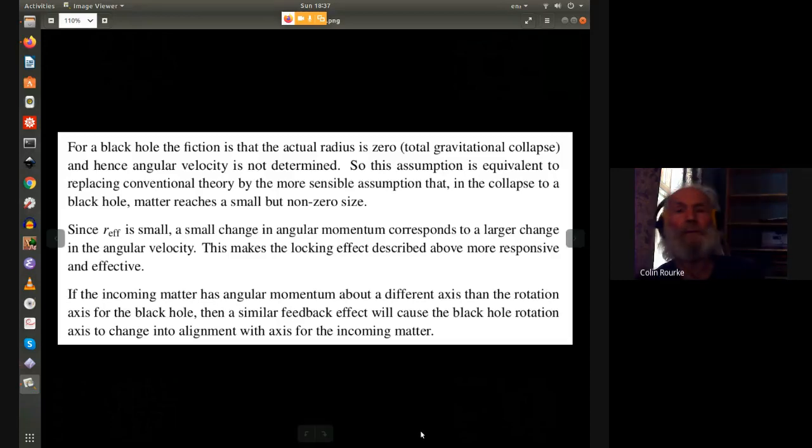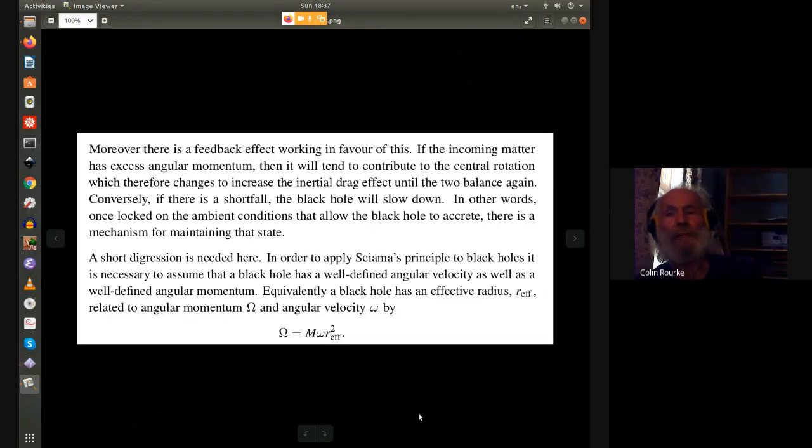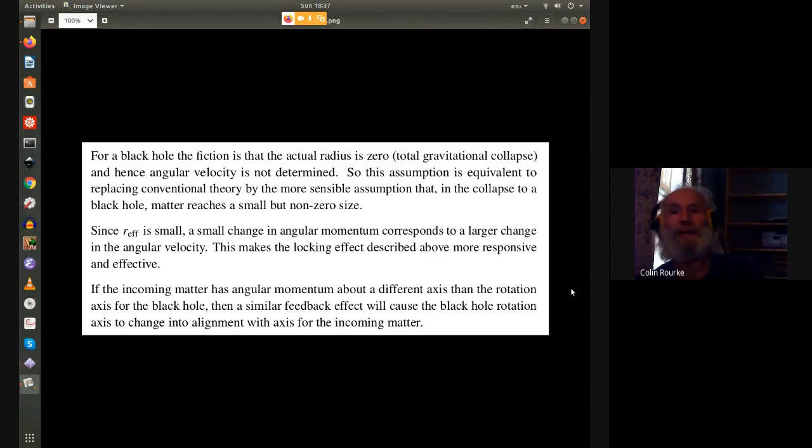Since R_F is small, let's go back to this formula. Since this is small, a small change in angular momentum is quite a large change in the angular velocity, so that you can get speeding up and slowing down very quickly. So this makes the locking on effect I've just described more responsive and effective. If incoming matter has angular momentum on a different axis, then a similar feedback effect causes the black hole rotation axis to change into alignment with that axis. So kind of the black holes fit. They learn how to accrete, how to grow, how to feed in a rotating environment.